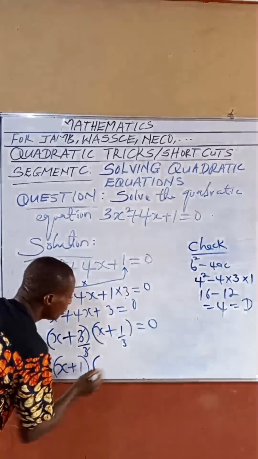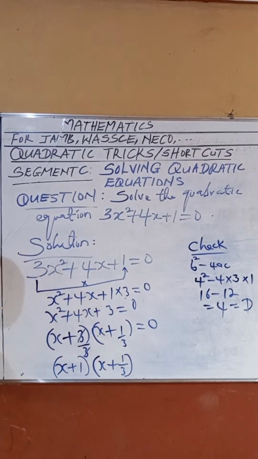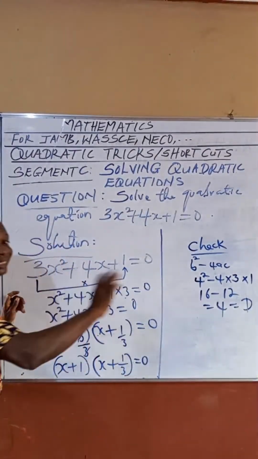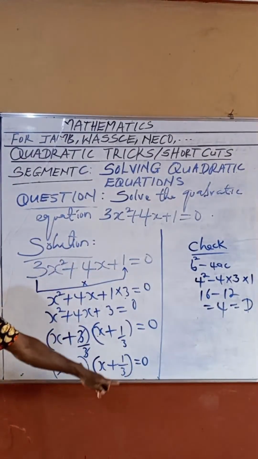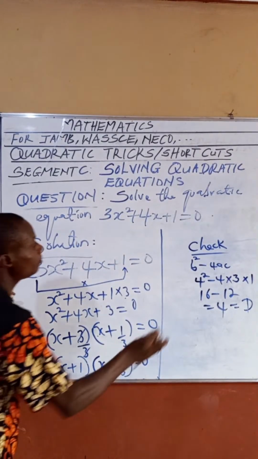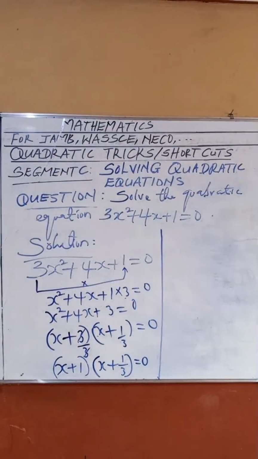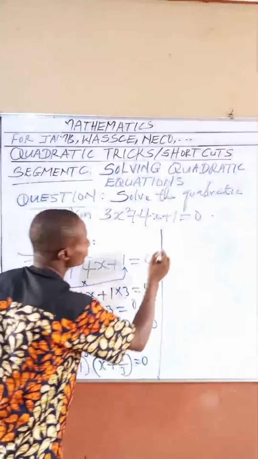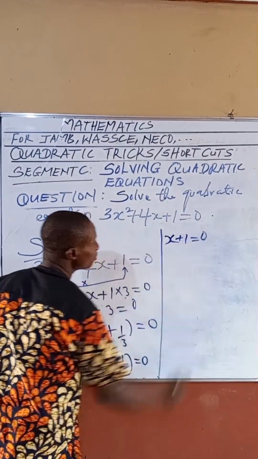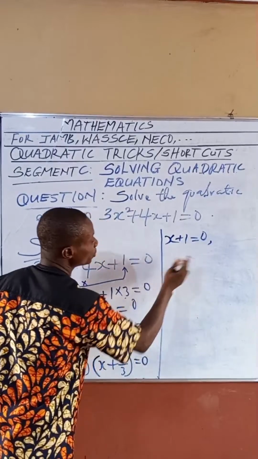Put 3 here. Put our x plus 1 over 3 right here. You get it? Equate it to 0. The work is 99.9% done, okay? 99.9% finished. Now let me show you the last stage, which is the final stage. Now we know that x plus 1 is equal to 0, right? Or this. Okay, x plus 1 is equal to 0.